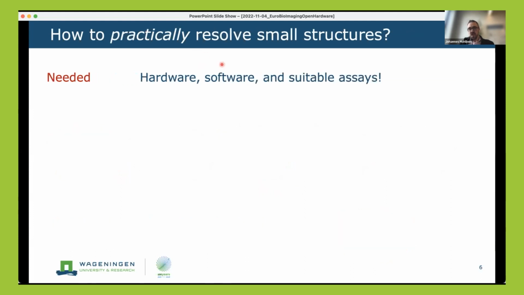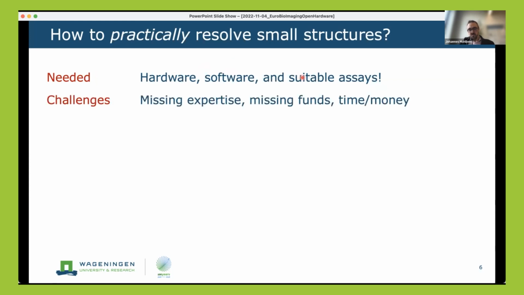So what I explained to you is how to conceptually resolve small structures. But the question is, how do we practically resolve those structures? What we need is a combination of good hardware, good software, and suitable assays, and all of them are equally important. The challenge we as researchers face is that we might not have the expertise to do that, or we might lack the funds. For me personally, time and money always go closely together. Sometimes you would like to buy, but it is always a question of time or money. Things get cheaper if you have an unlimited amount of time, but normally you have neither time nor money.